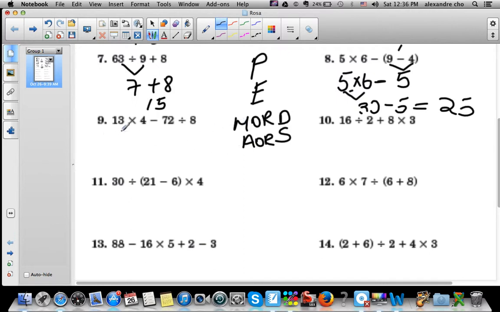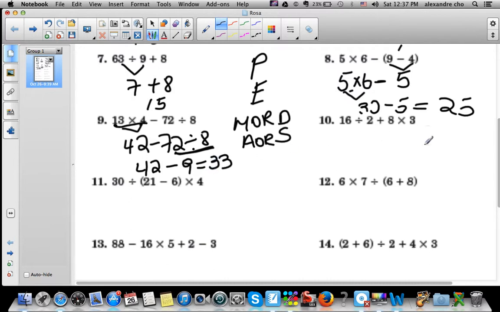Okay? Next one, multiplication, addition, and division. So what do we do first? Well, there's no parentheses, there's no exponents, but there's multiplication and division. We're going to do multiplication first because it showed up first. 13 times 4 is 52. Copy the rest. Minus 72 divided by 8. Okay. Now we're going to do the division. Okay, so let's copy 52. Minus 72 divided by 8 is 9. And that gives us 43.